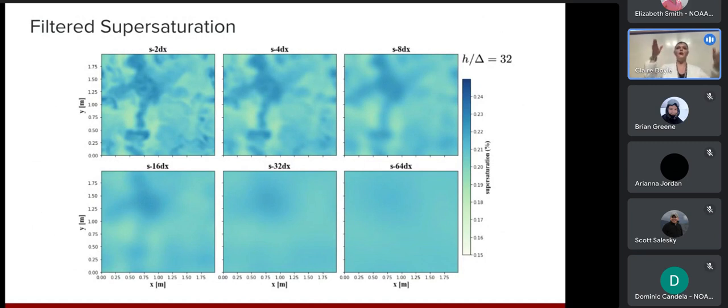So taking a look, this is just at 0.5 meters, right in the middle of the chamber. You're looking top down at the horizontal plane. And you can see that these supersaturations, with increasing filter width, do get smeared out and not as much detail. With the smaller filter widths, you maintain a lot of that detail that you had. It looks very similar to what the unfiltered data looks like. But by the time you get to 64, it's hard to really decipher any distinct features.